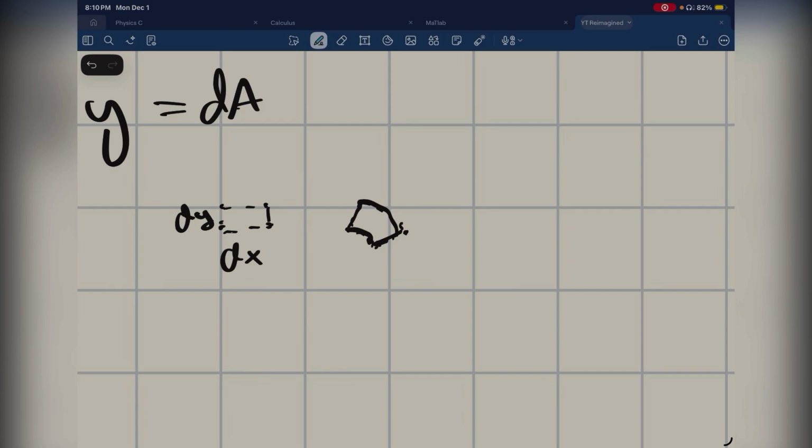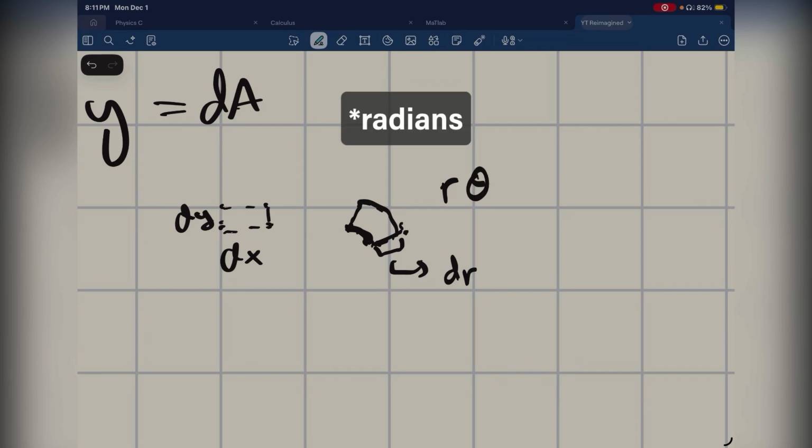So we're going to look at this part right here. That is going to be a small change in the radius, so that's going to be dr. So what about this sector right here? Now, if you remember, the sector length is going to be the same thing as r theta if theta is in radians. But keep in mind, theta is going to be changing very little. There are only small changes in theta. It's not theta, it's d theta. So we're going to have a d theta here.